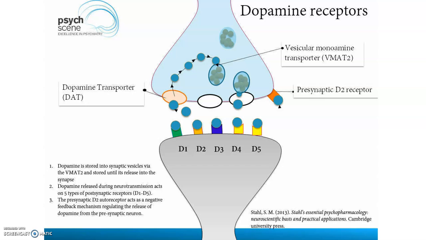Now let's look into the distribution of the receptors. The D1 receptor you find in the striatum and neocortex. D2 receptor you find in the striatum, substantia nigra and pituitary gland. D3 receptor is present in the olfactory tubercle, nucleus accumbens and hypothalamus. D4 receptor is present in frontal cortex, medulla and midbrain, and D5 receptor is present in hippocampus and hypothalamus.